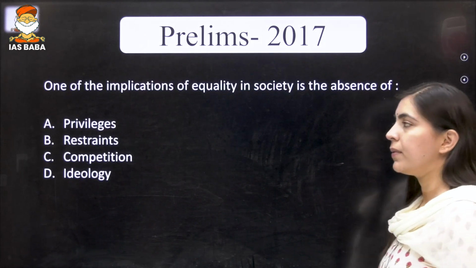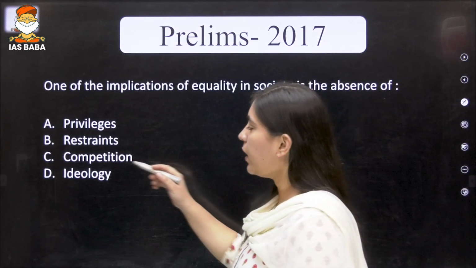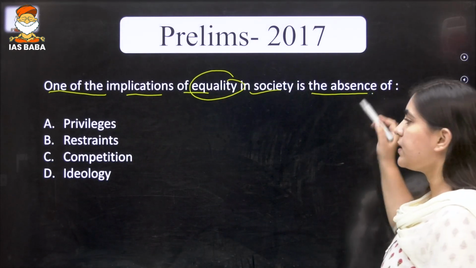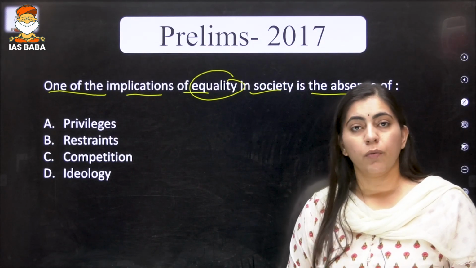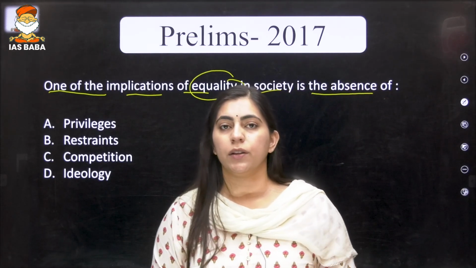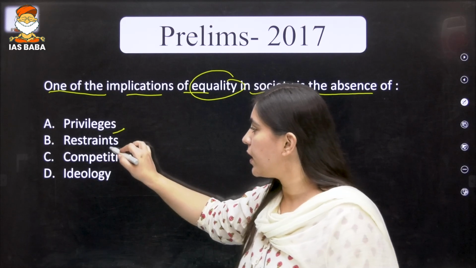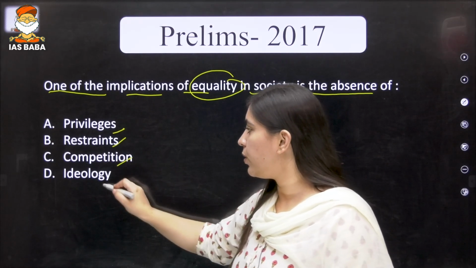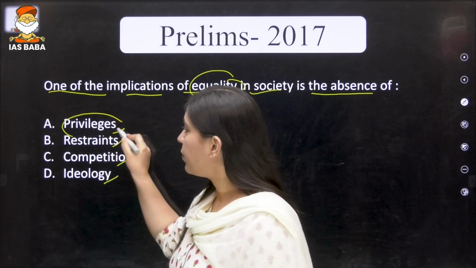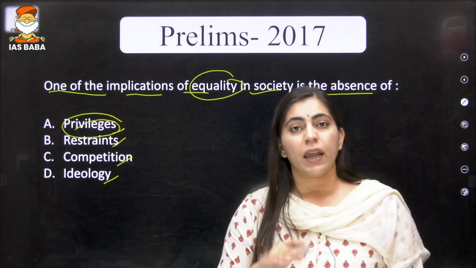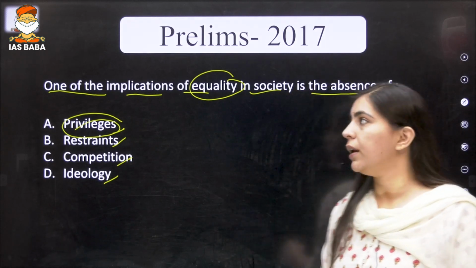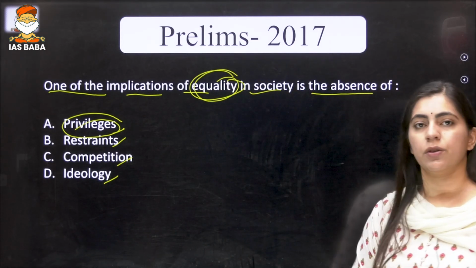Now in the next question, it is asked about the equality, that one of the implication of equality in society is the absence of what? What is the absence of, thing that will ensure the equality in society? Is it privileges? Is it restraint? Is it competition? Or is it ideology? Whenever there would be absence of privileges in the society, that everyone should be equal in the society, there is no special privileges, then only equality could be ensured in the society.